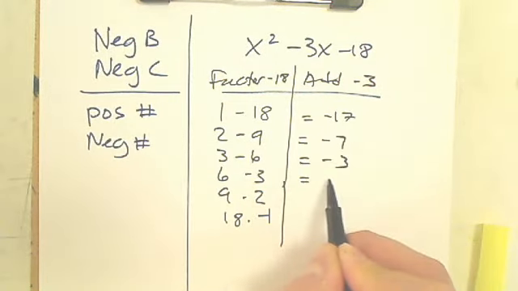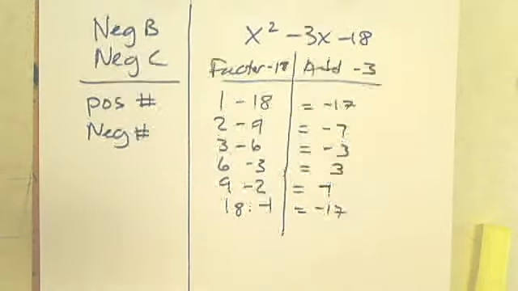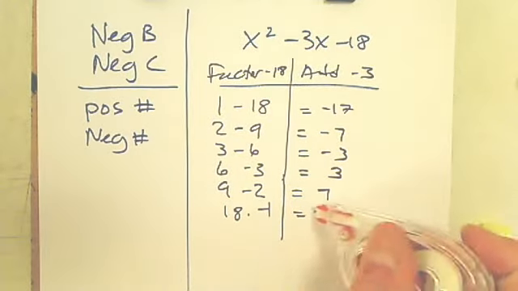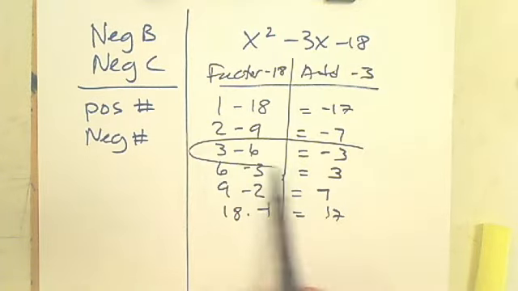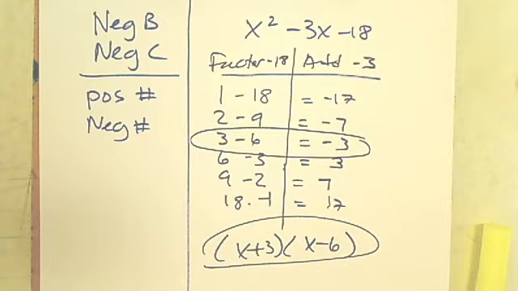Wait. Positive 7, yeah, positive 7, sorry. And negative 17. Oh, my bad. Okay. And negative 3, this is the only one. So then we have x plus 3, x minus 6.